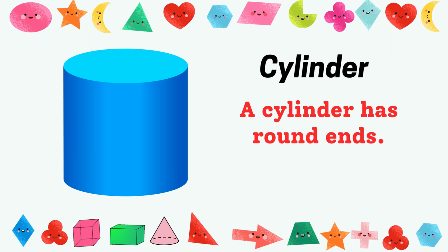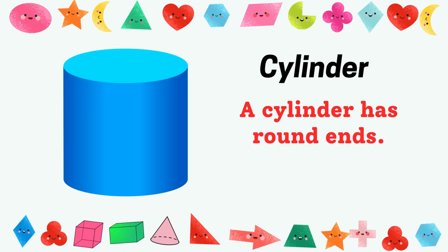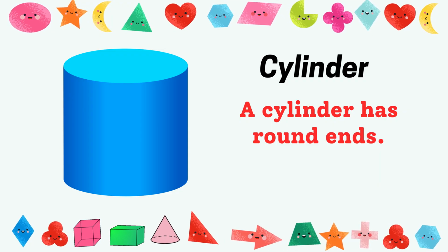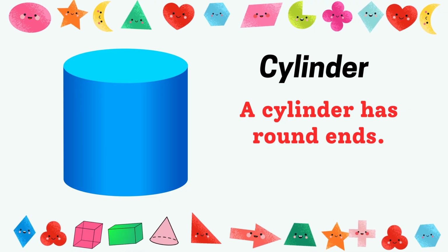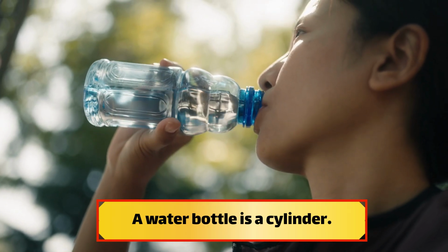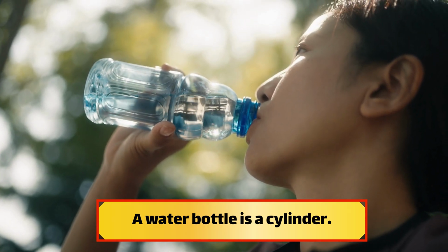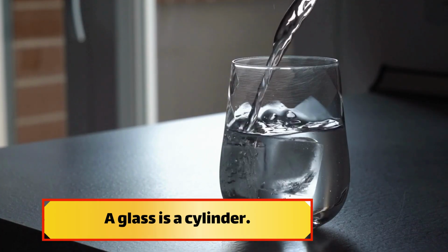Cylinder. A cylinder has round ends. A water bottle is a cylinder. A glass is a cylinder.